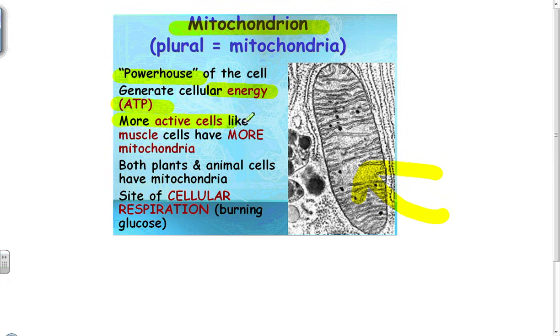So the more active your cells are, like muscle cells, the more mitochondria you're going to have because you're going to need more energy. Plants and animal cells have to generate energy, obviously, so they're going to have mitochondria. It's going to be in both cells. And again, I mentioned it already, it's the site of cellular respiration.